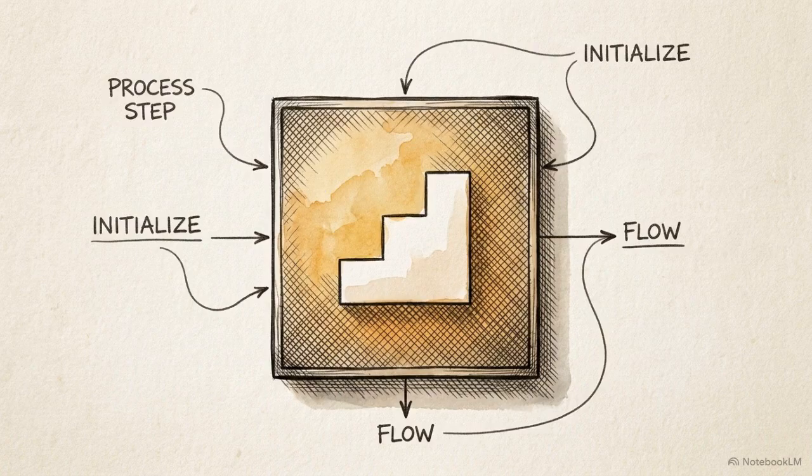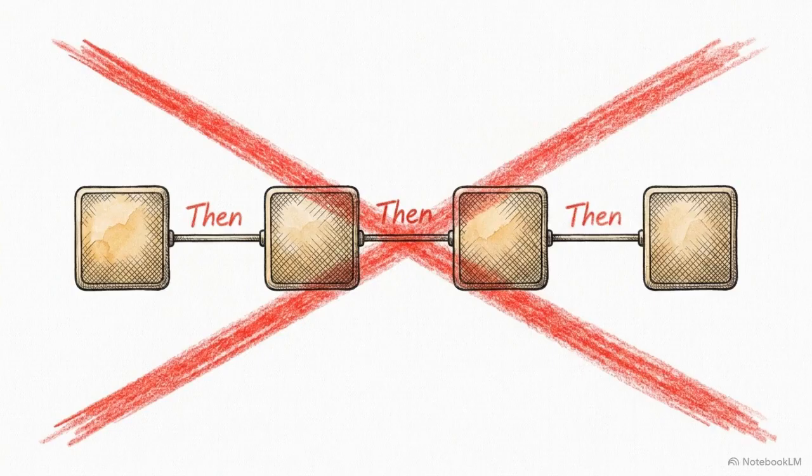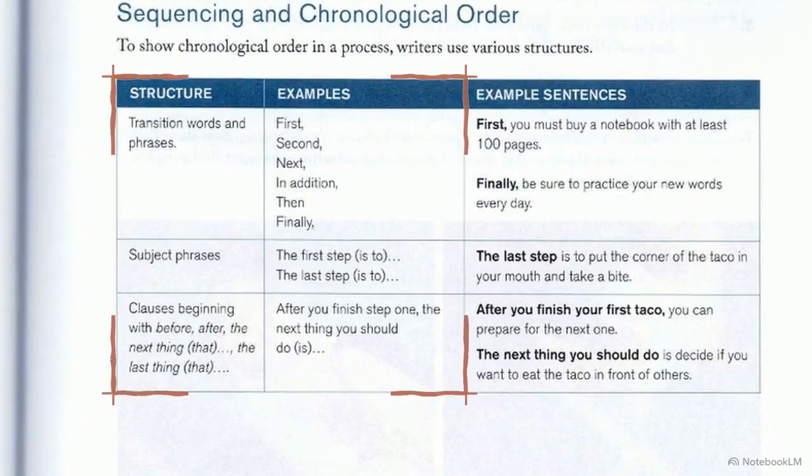Once you have your steps, the most common mistake is linking them all together with the word then. Then we do this, then we do that. It becomes monotonous. This table provides a vocabulary bank of varied academic transition words that signal sequence. Notice the options on the left side, such as first, next, in addition, and after that.